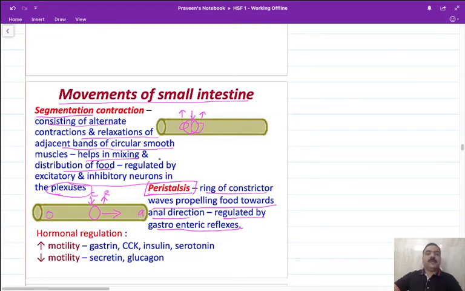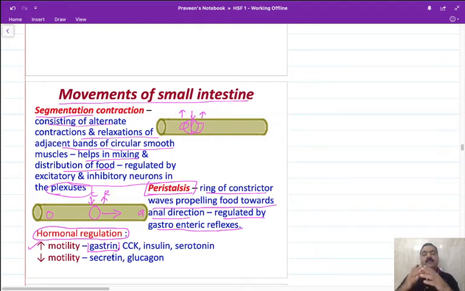Now in addition to the neuronal myenteric plexus, we have what? Hormonal regulation for these movements. So what are the hormones that will increase the motility? The increased motility includes gastrin. How can you understand this important property of gastrin? What type of movement is increased by gastrin?